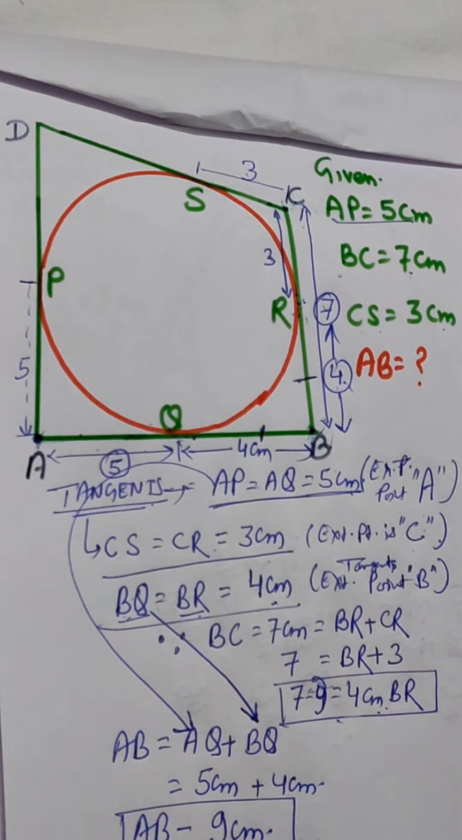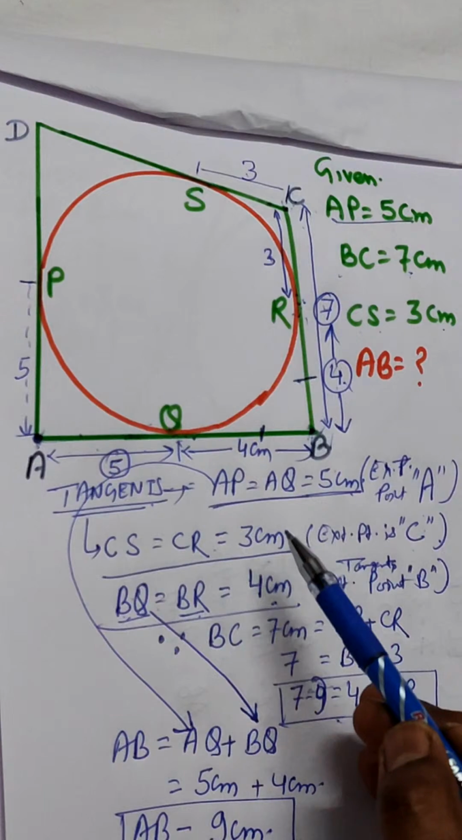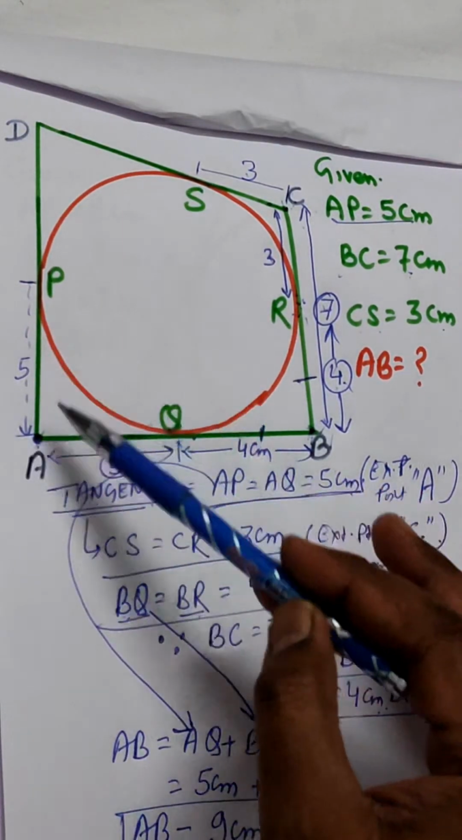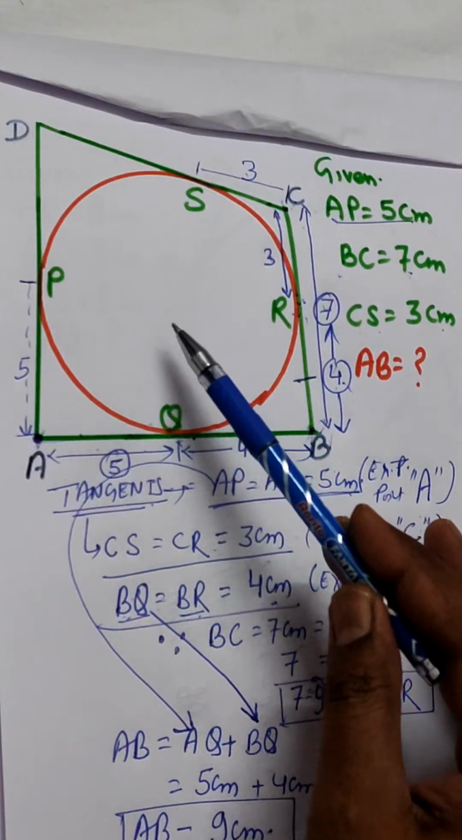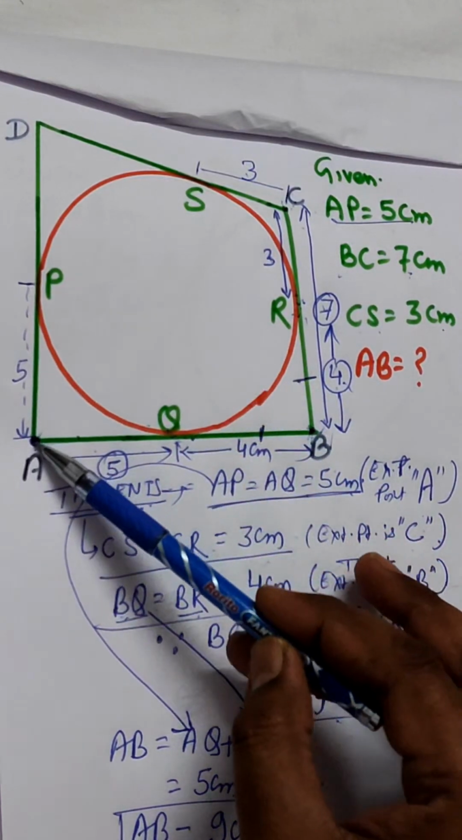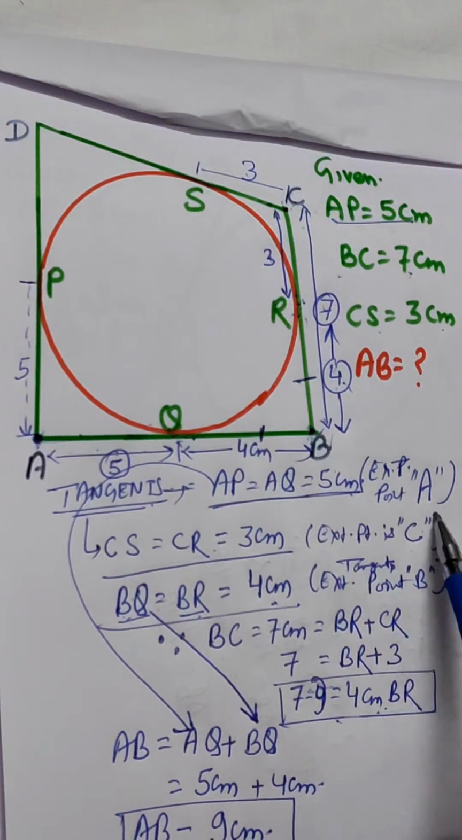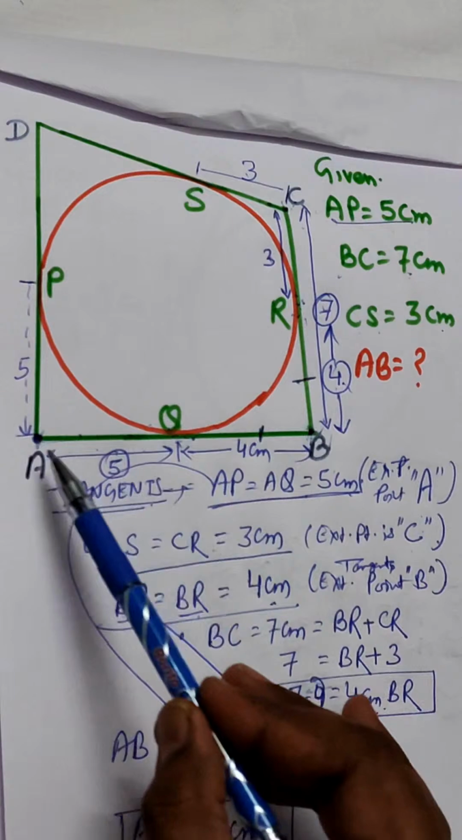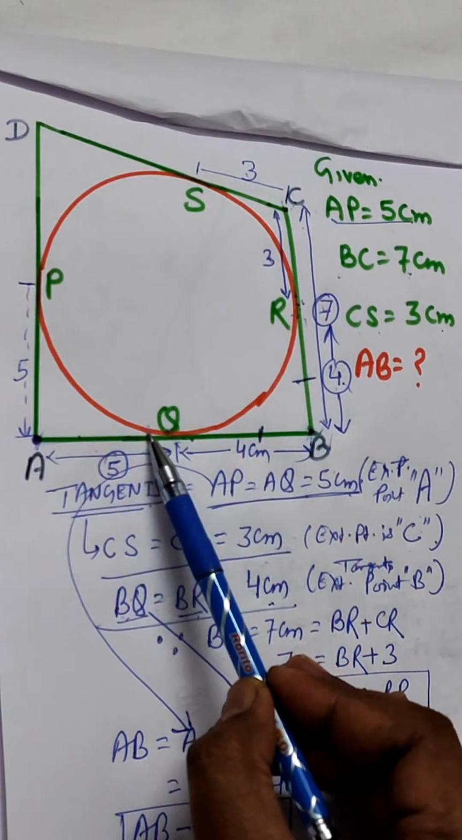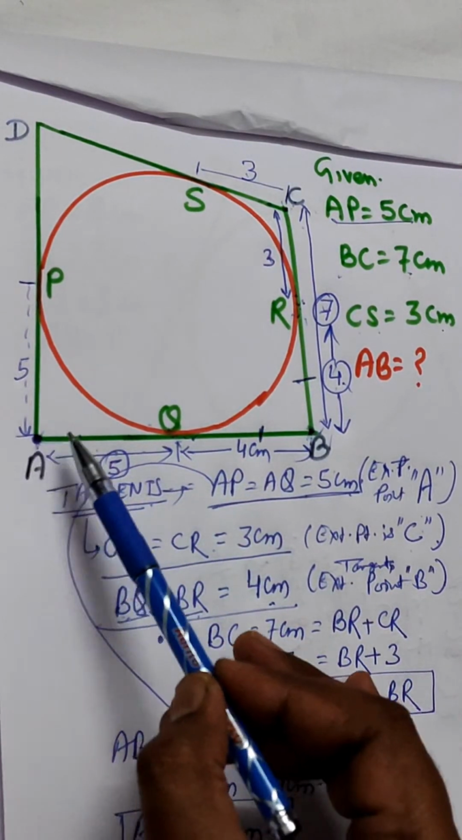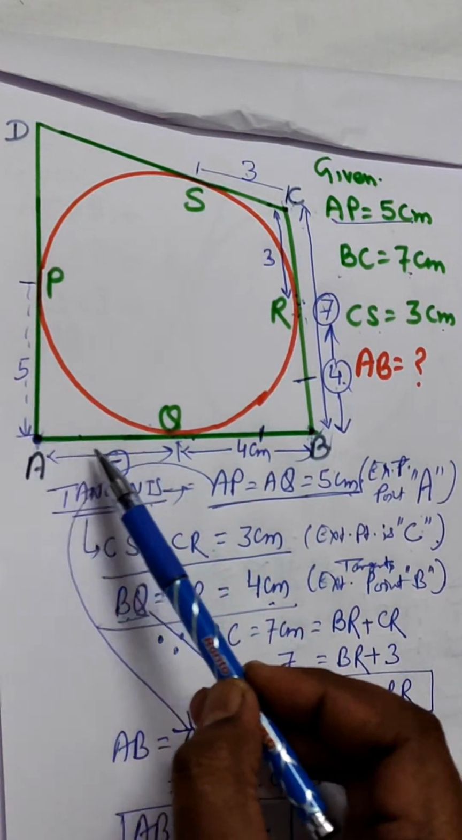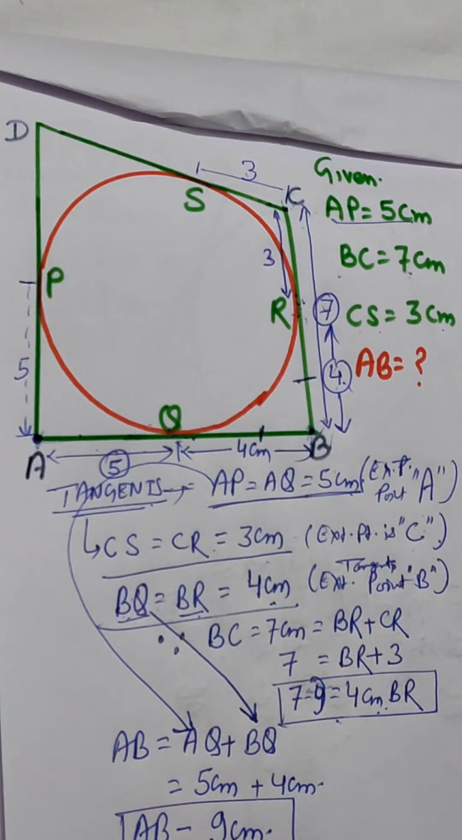The main fundamental theorem which we used over here is that the tangents drawn from an external point to a common circle are always equal. So if the external point is A, then AP is equal to AQ, because AP and AQ are two tangents drawn from A. So the lengths of AP and AQ are always equal. If AP is 5, then AQ is also equal to 5, right?